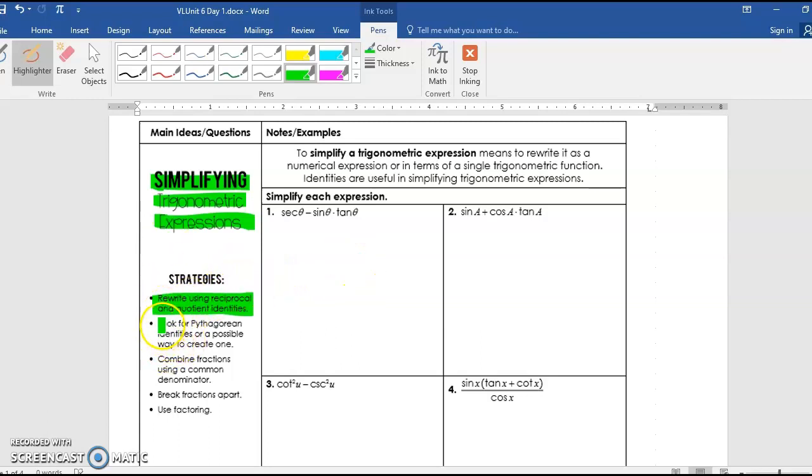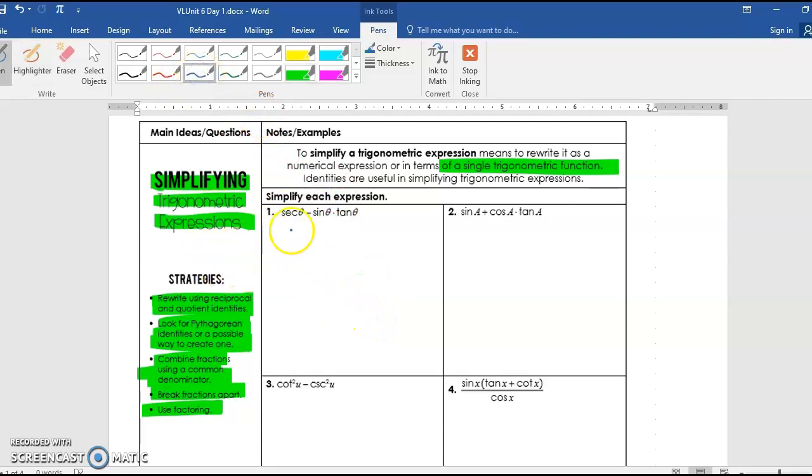We also have to look for any Pythagorean identities that you can use in certain situations. Or if there are addition or subtraction situations, you may want to get a common denominator if you find fractions, or break fractions apart. You can even use factoring. So the bottom line is you have to simplify in a way that you get a single trig function as your answer. This whole thing could be written out as a single trig expression. So let's get started.